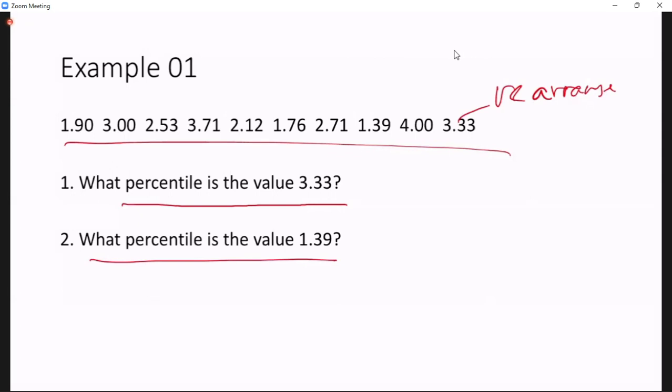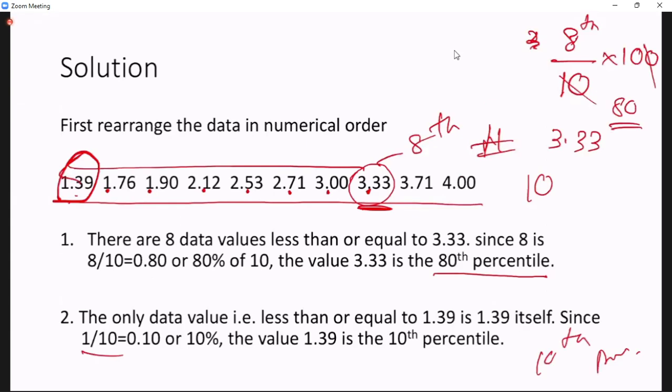Okay. So if you want to find the percentile value of 1.39, we need to pick the value 1.39. And there's only one point less than or equal to this point. What is that? Only 1.39. That means only one value less than or equal to that 1.39. Therefore, 1 over 10 times 100. So you will get the 10th percentile value. That is the first value.